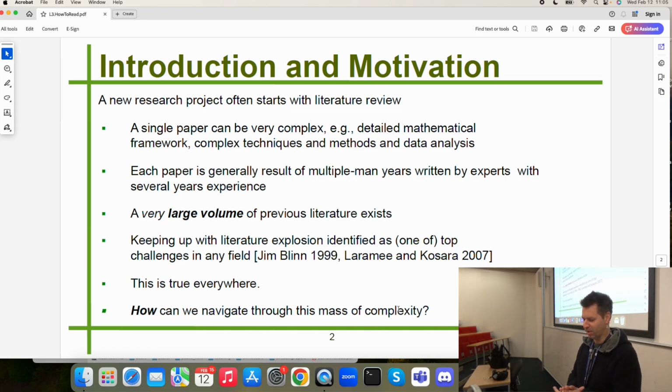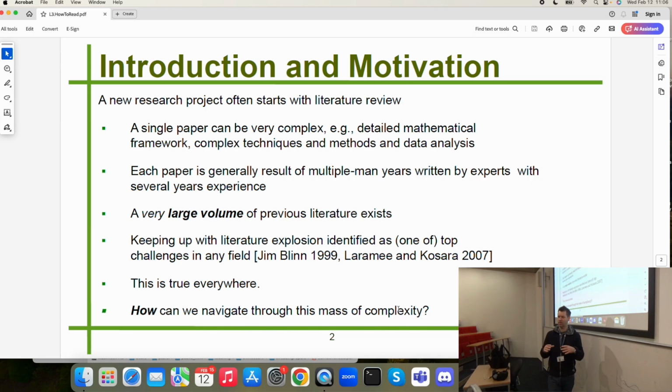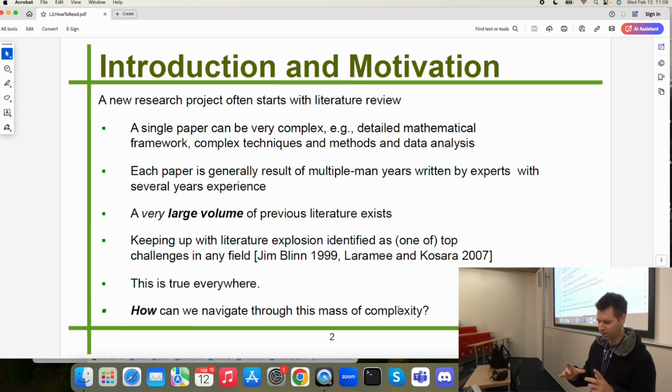A single paper can be very complicated, right? It can offer a detailed mathematical framework, a complex algorithm, complex data analysis techniques. Each individual research paper is usually the result of a team of people working for multiple years on it. So you get the final result, but that is usually a project that's been going on for multiple man-years, maybe 5 to 10 man-years, all summarized in 10 pages. So there's a lot of work.